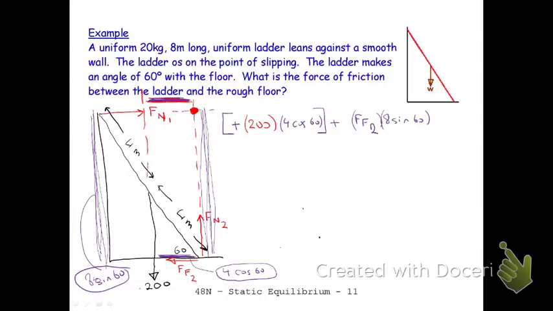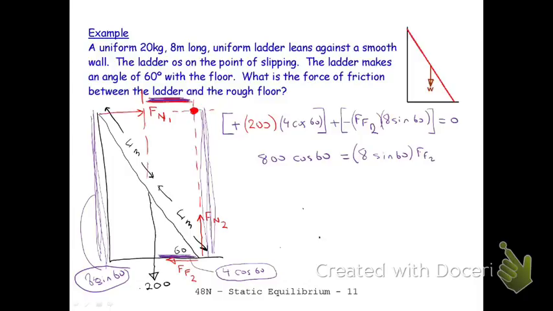And I put my finger on my turning axis and my finger on my FF2 and I move it and I see it goes in a clockwise direction, so that's going to be a negative. Equals 0. So this would be 800 cosine 60 is equal to, let's just take this to the other side, 8 sine 60, just let me finish, 8 sine 60 times FF2.